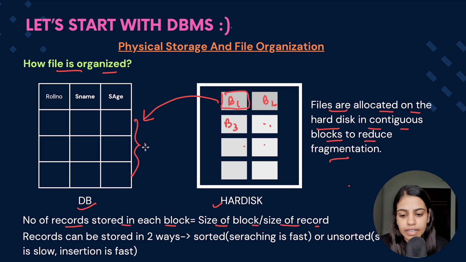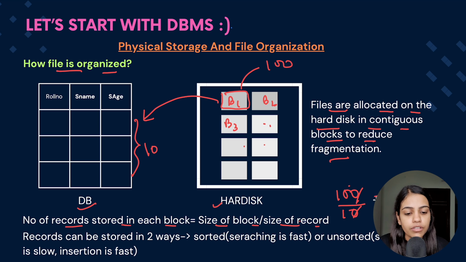Consider that the size of each record is 10 and the size of each block is 100. So we'll do 100 divided by 10, that is, size of block divided by size of record. So it is 10. So in each block we can store at least 10 records. This is how we find how many records we can store in each block.